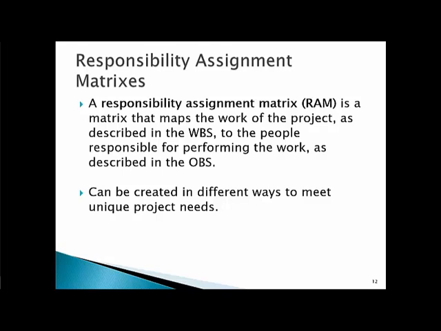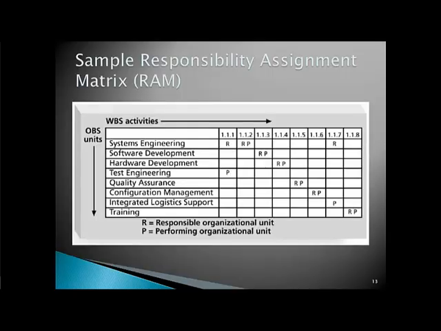The RAM matrix, which is the responsibility assignment matrix, can be created in many different ways to match companies' or projects' needs. This is one example, which in this case is mapping the work breakdown structure to the organizational units, or organizational breakdown structure. The matrix assigns the responsibility and the performing units based on the desired skills for each activity.